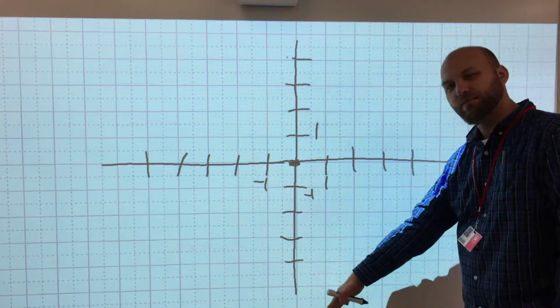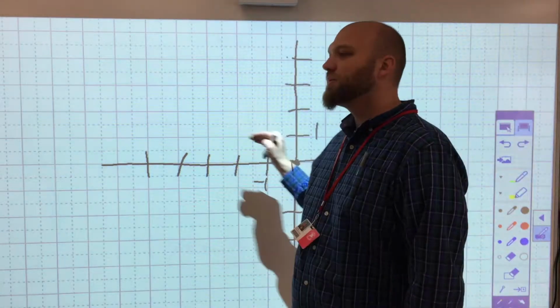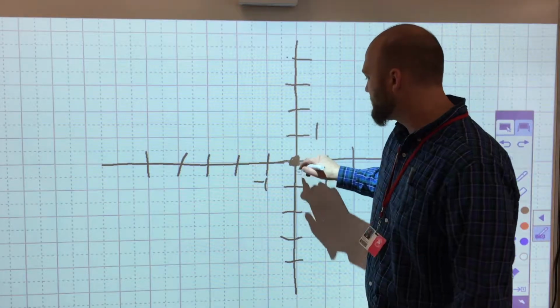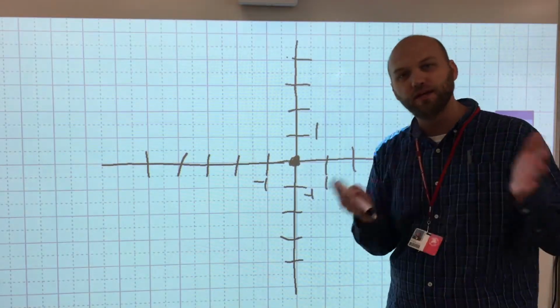So I'm coming down here, I'm negative. Coming up, I'm positive. When I'm going left, I'm negative. When I'm going right, I'm positive. And this is called our origin. This is point 0, 0, where they intersect.